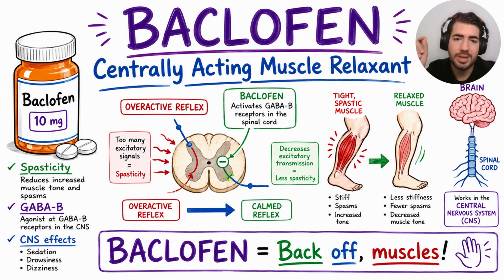Baclofen is a centrally acting muscle relaxant. The word is already telling you it acts in the central nervous system and helps relax muscles. Usually we use this medication to treat spasticity. What is spasticity? Spasticity is when muscles feel stiff, tight, and hard to move.